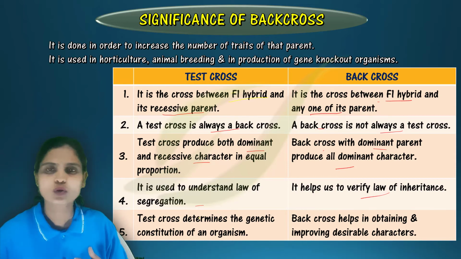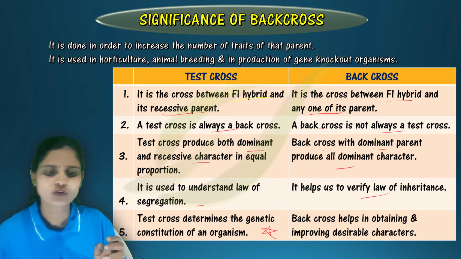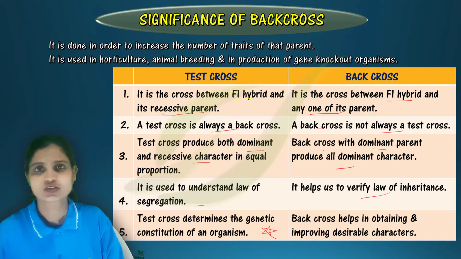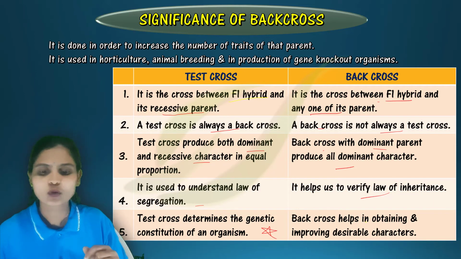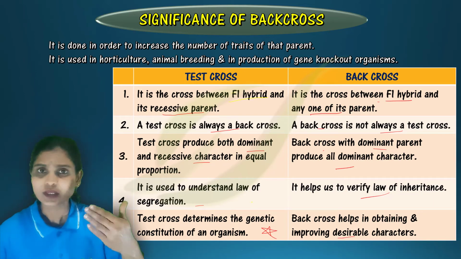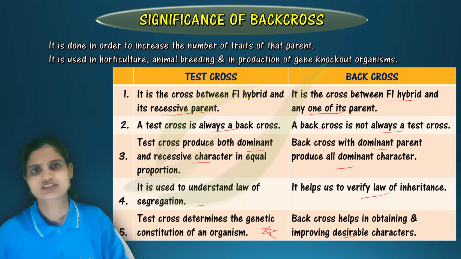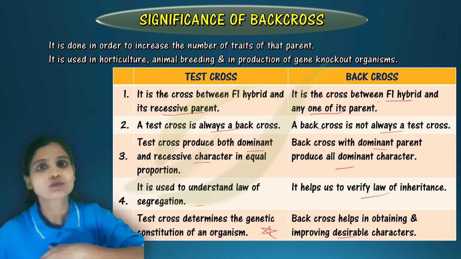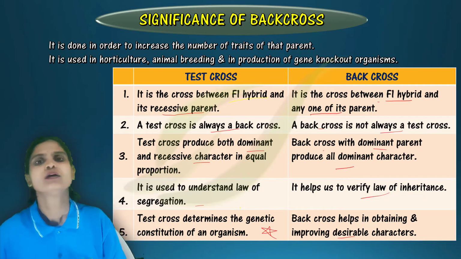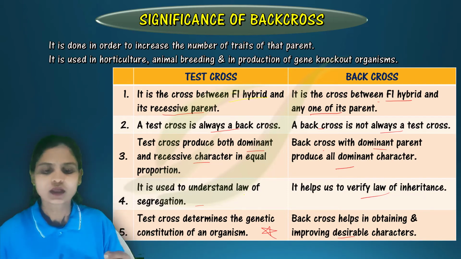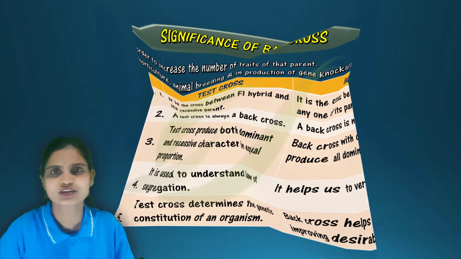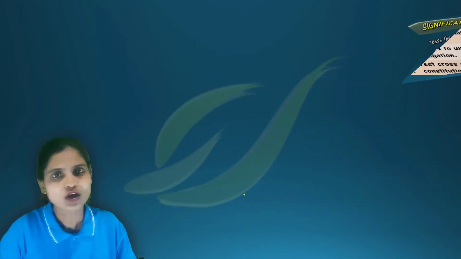Next, we know that test cross determines the genotype. This I have already told you, very, very important. If you do the test cross, you will know whether the F1 hybrid is homozygous or heterozygous. This back cross also helps in getting the required characteristic features. If you want tall plants, you can always go for the dominant parent itself. That is the significance of back cross.